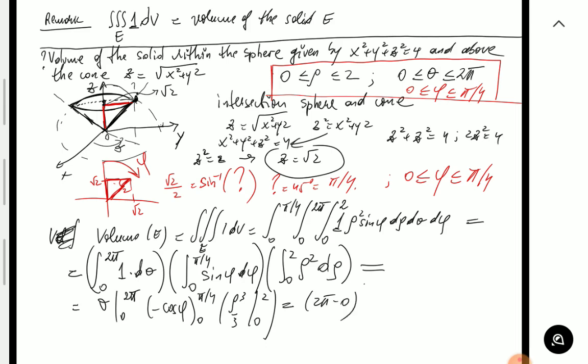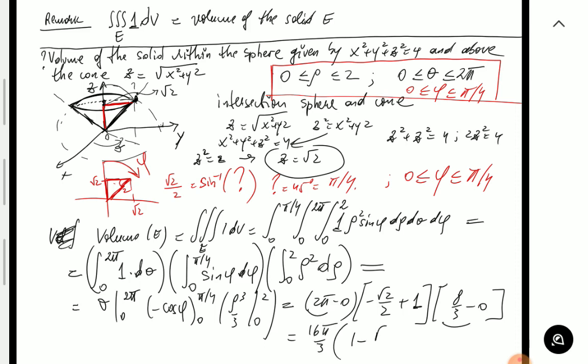So 2 pi times minus cosine of pi over 4, which is root 2 over 2, plus cosine of 0, which is 1. And then 8 over 3 minus 0. When everything is said and done, these combine into 16 pi over 3, times 1 minus root 2 over 2 in parentheses. And we can leave it like that.